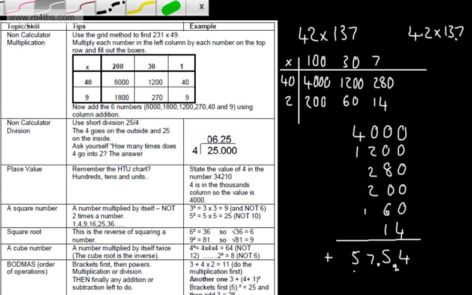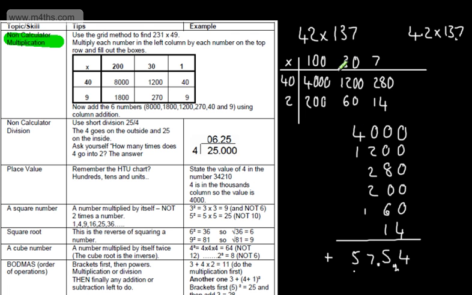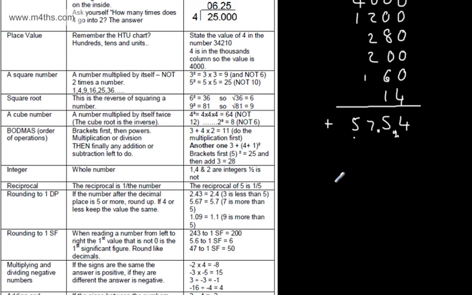So that one now is sorted. Let's go ahead and do that. So this is a typical 3-mark question in an exam. Okay, non-calculator division. Now often we use short division. So let's have a go at one with short division.